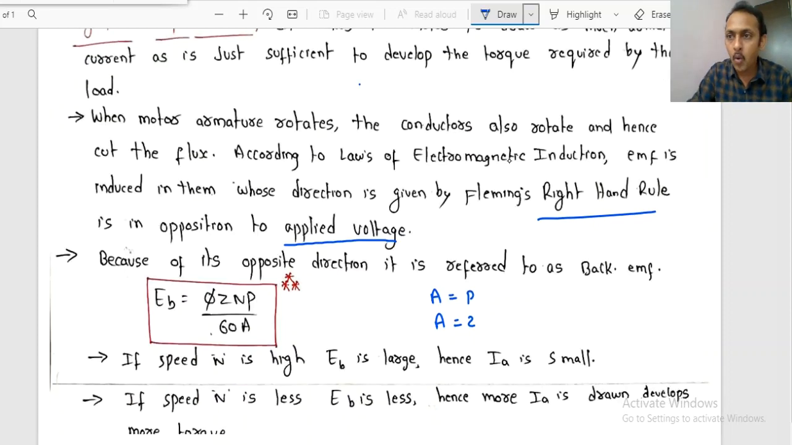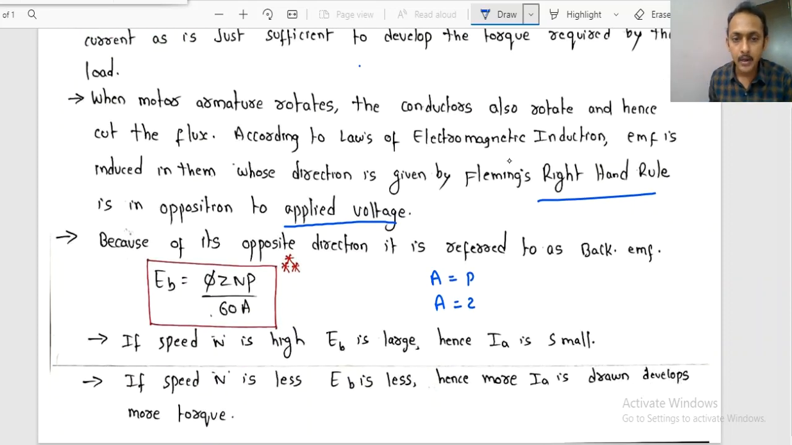Now, one more point we can observe. For example, at the starting stage, the motor will not be at high speed. The speed will be low. So the back EMF also will be less, and the motor is going to draw more current, because in order to develop more torque, it needs to draw more current.